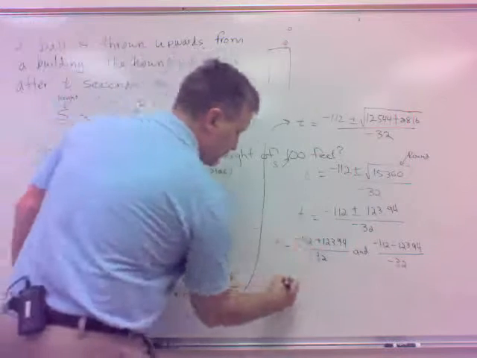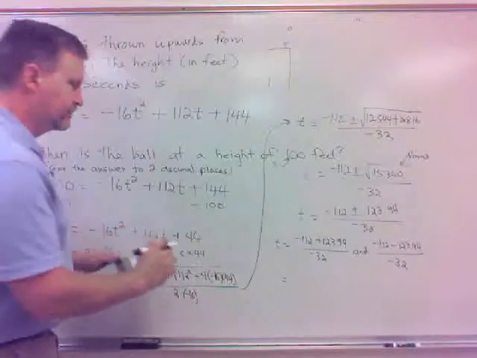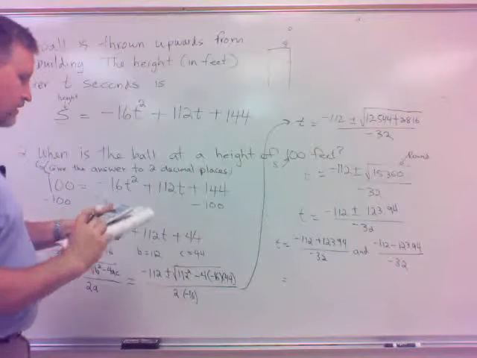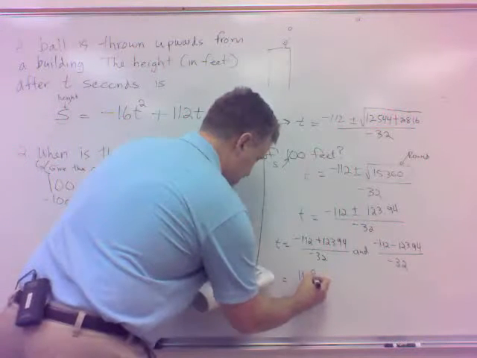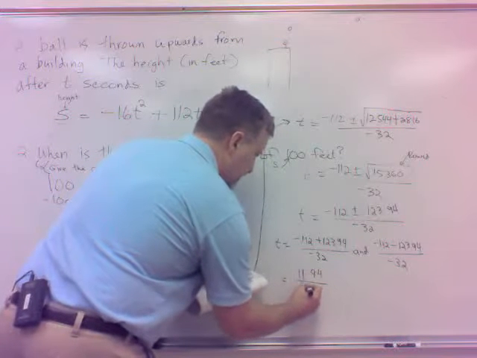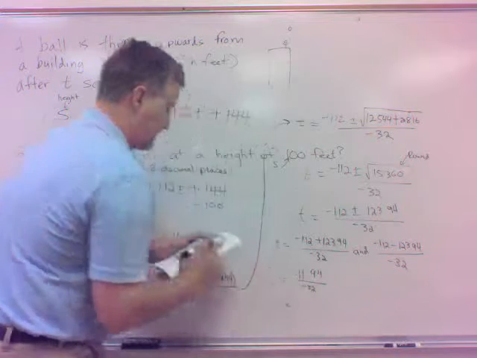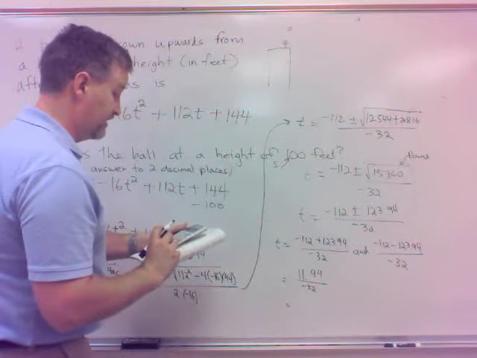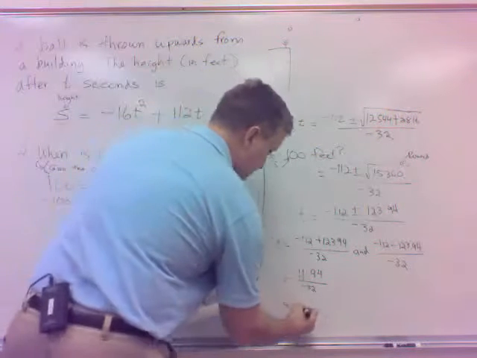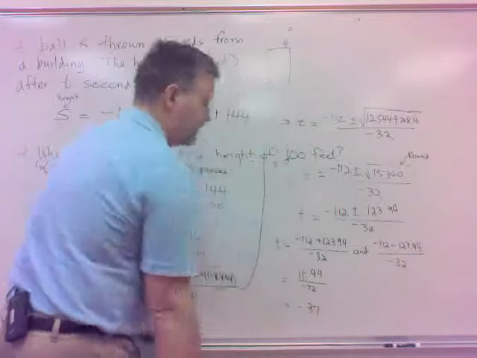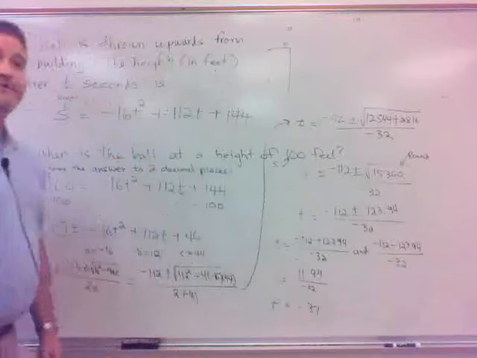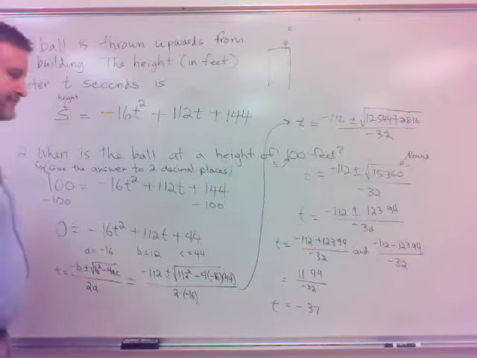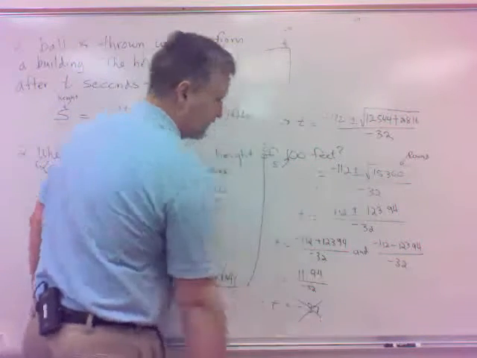All right, so if we do this one, what does that give me? Well, it gives me 11.94 divided by negative 32. That's going to give me, since I'm dividing a positive by a negative, a negative answer. Negative 0.37. And as far as time goes, well, it's like length and height. Is negative going to work? No. Since it's a negative, we're going to throw that one out.